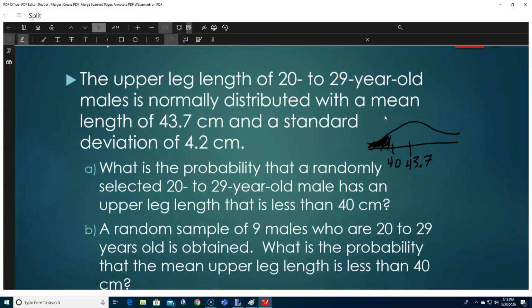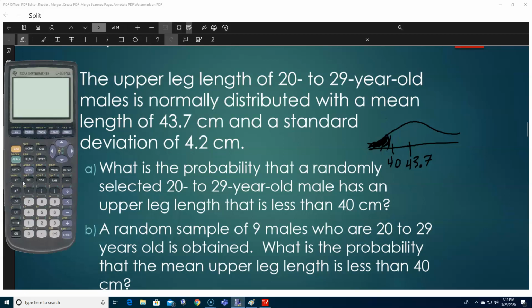So we go to our calculator, and we're going to continue the process of vars, second, all that good stuff. Our lower bound number, we're doing everything from the left, so that's going to be -1E99. Our upper bound number, where we're going to stop at, is 40 centimeters, so we're going to put 40. Our average is 43.7. And then our standard deviation is 4.2. We hit enter.